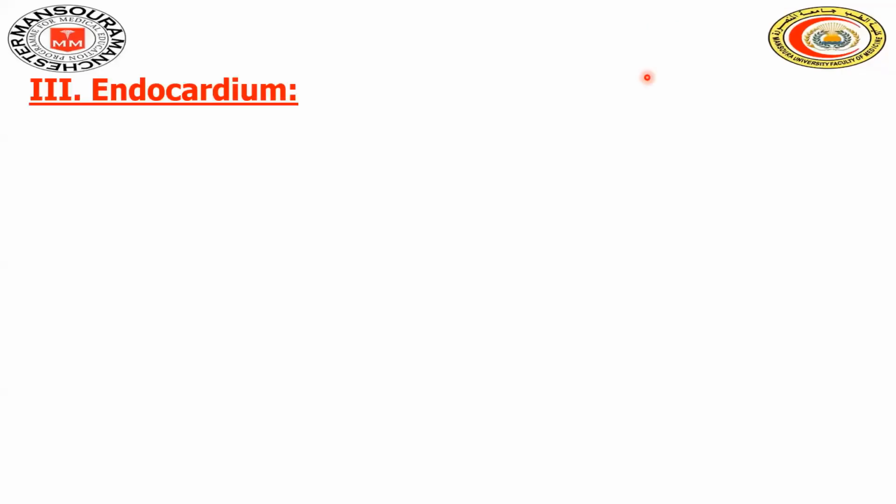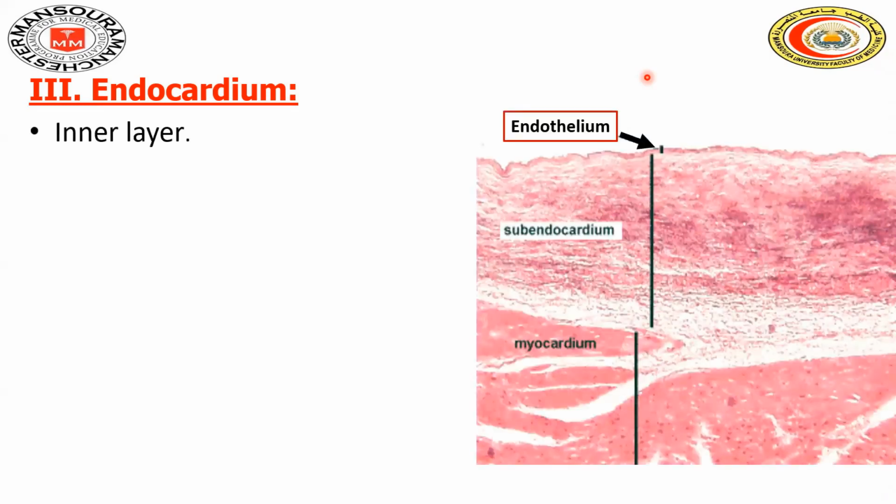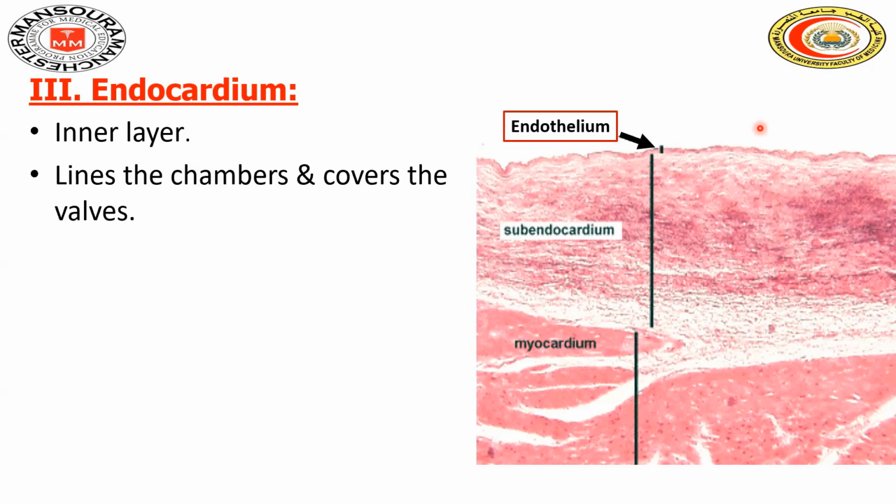The innermost layer, or the third layer of the wall, is the endocardium. It is called endo, denoting its side. Endo means inside, so it is the inner layer. It is the layer in direct contact with the blood present inside these chambers. So here is the endocardium, and here is the cavity of the heart from inside containing blood. It lines the chambers of the heart, so it lines the inner surface of both atria and ventricles, and at the same time it is reflected to cover the surface of the valves separating the atria from the ventricles. This is regarding the site of endocardium.